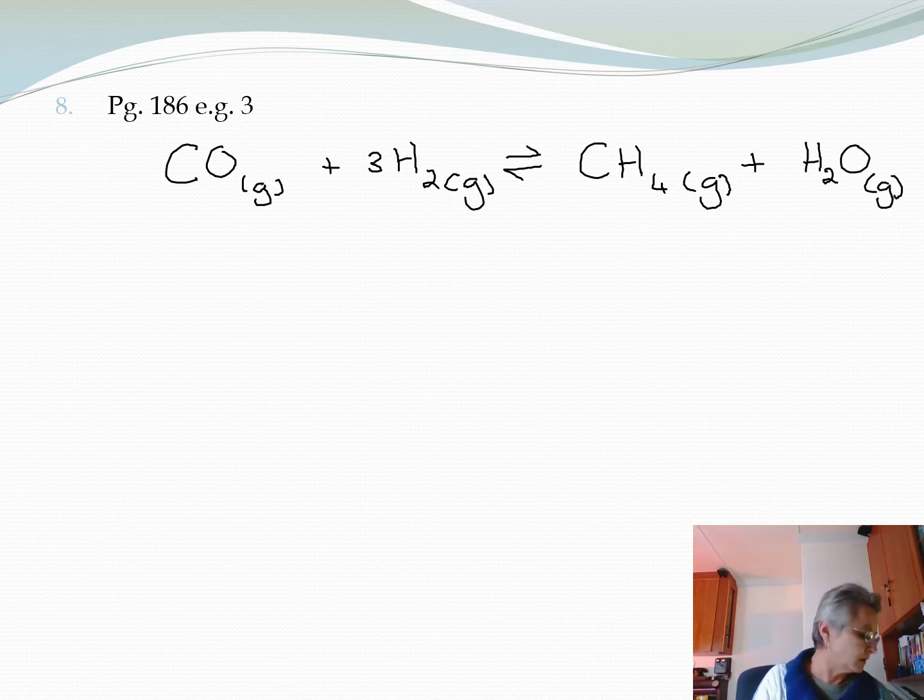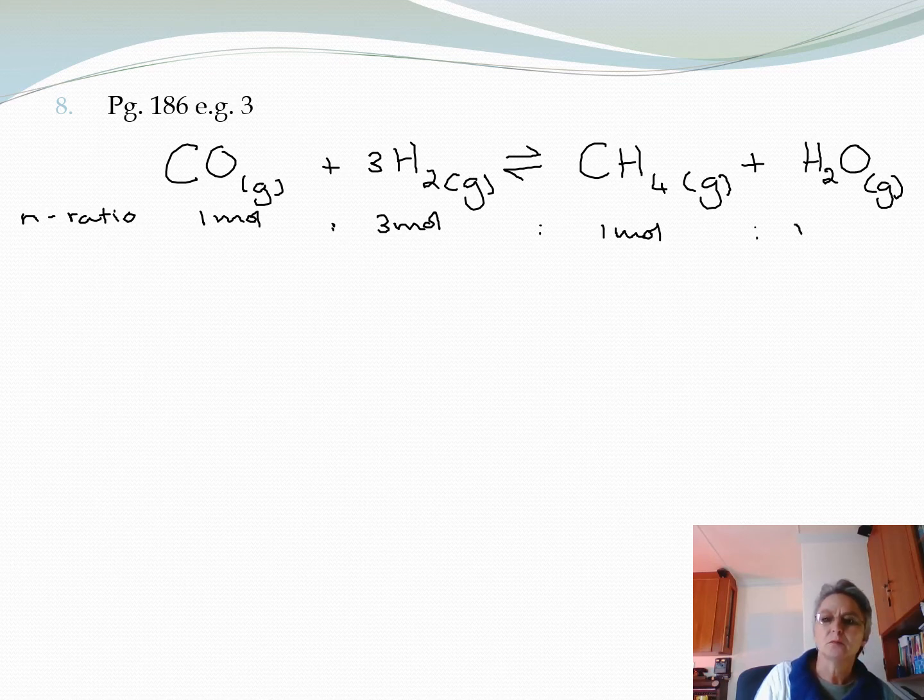Now, to solve the problem, I know that I have to write the mole ratio to help me with calculations. So 1 mole carbon monoxide will react with 3 moles hydrogen to give 1 mole of methane and 1 mole of water. When 1 mole of carbon monoxide reacts with 3 moles of hydrogen in a 10 cubic decimeter container. So somewhere I need to write that the volume of the container is 10 cubic decimeters.